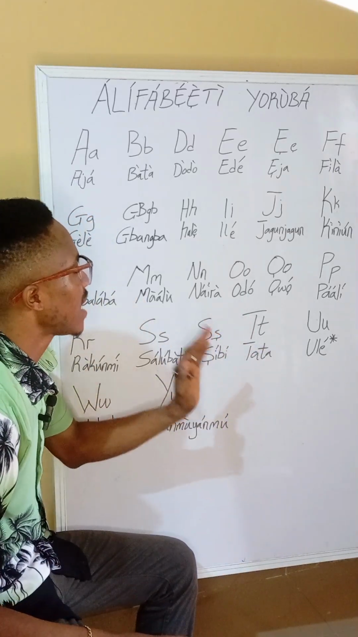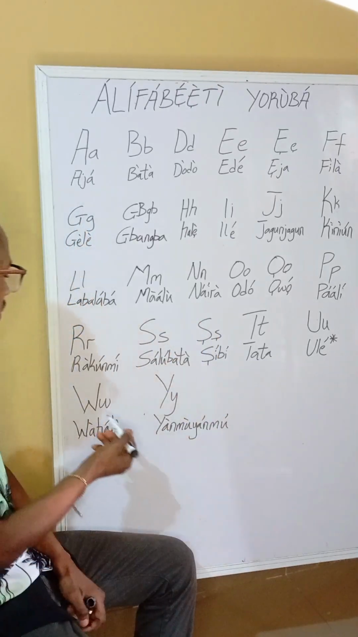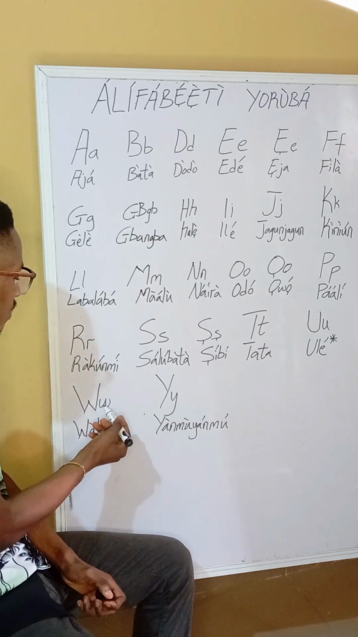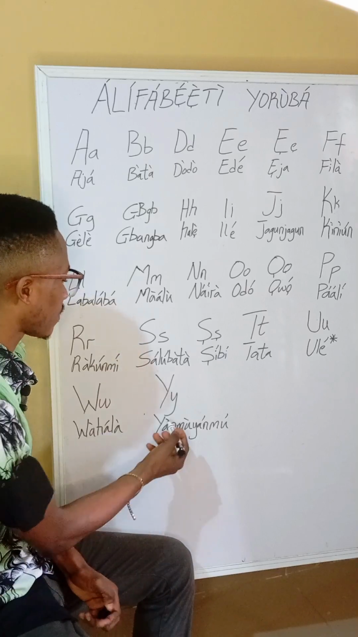Ule, that is known as house in English, house. W, Wahala. Wahala is known as trouble in English.